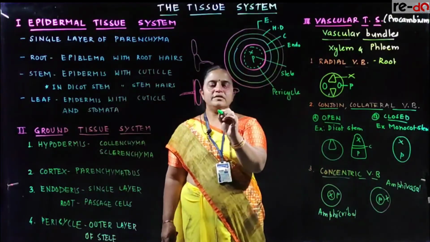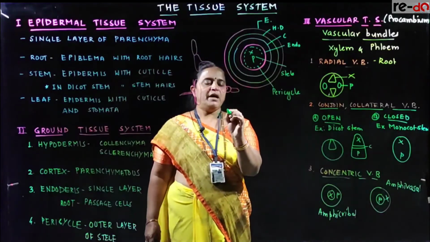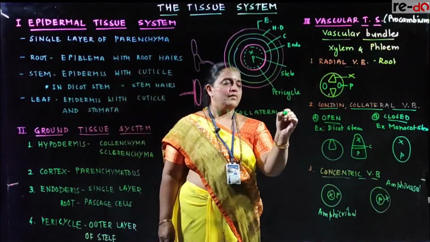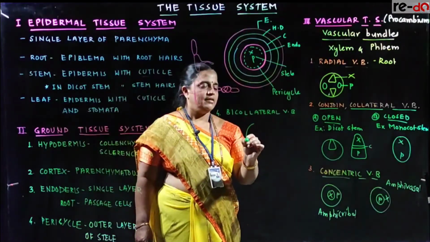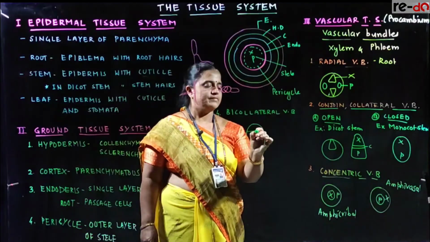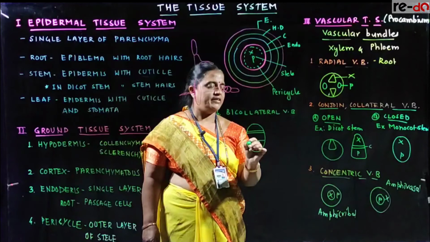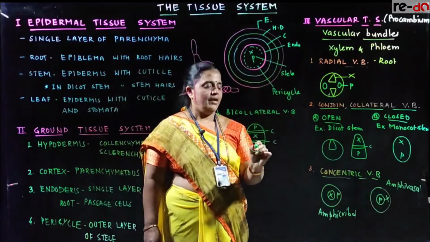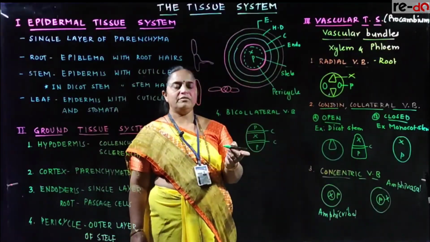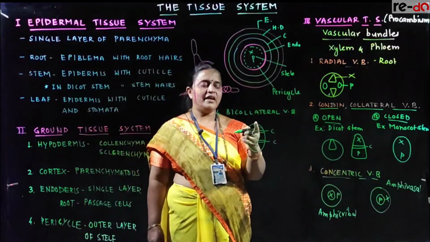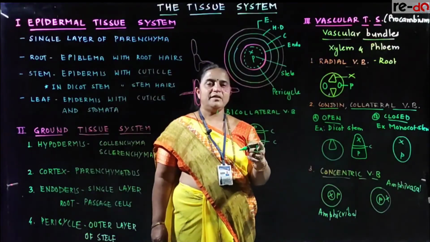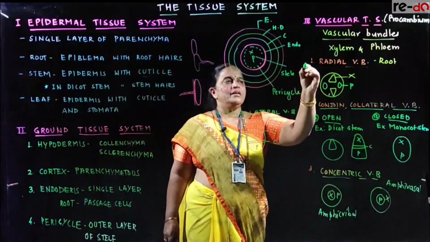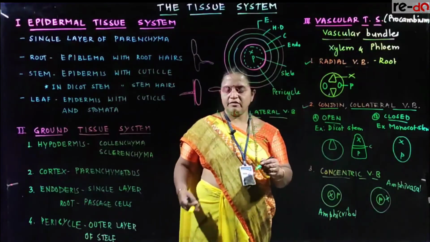Coming to one more, number 4, it is bicollateral vascular bundles. In this vascular bundle, xylem is in the center. Both sides there is a cambium, so it is open type, and on either side of cambium there is a phloem. So here xylem is sandwiched between phloem patches separated by cambium, so it is always open. As per our syllabus, you have to remember radial vascular bundle, conjoint collateral vascular bundle.